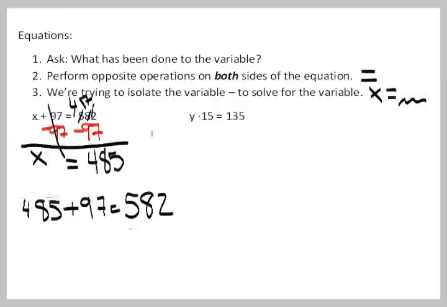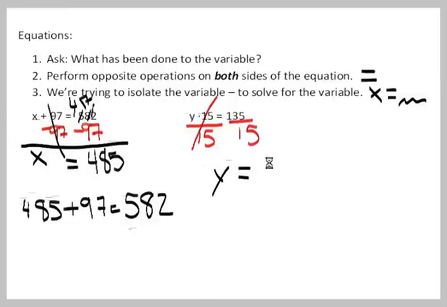Let's take a look at this next example. Here we'll ask again, what has been done to the variable? So what has been done to y? In this case, it has been multiplied by 15. So we need to do the opposite of multiplication, which is division. So I'm going to show that we're dividing by 15 on both sides. 15 divided by 15 cancels out. 15 divided by 15 is 1, and 1 times any number is that number. So y times 1 just leaves us with y.